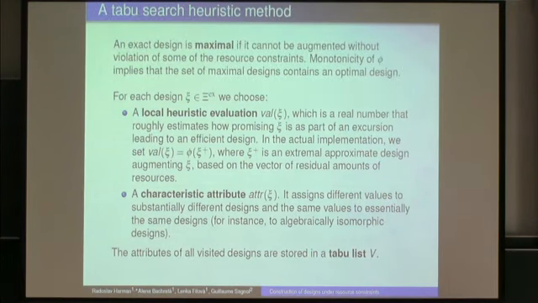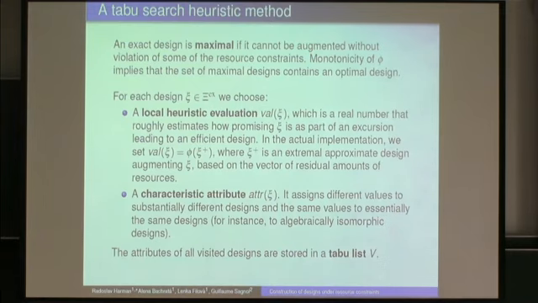Okay, another terminology. An exact design is called maximal if it cannot be augmented without violation of some of the resource constraints. And monotonicity of phi implies that the set of maximal designs contains at least one optimal design. Okay? So we could only focus on the maximal designs, but the structure of the set of maximal designs is rather difficult. We must somehow move between these maximal points in an efficient way using sub-maximal designs.